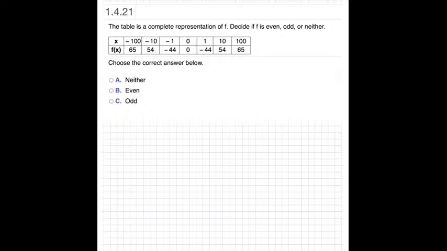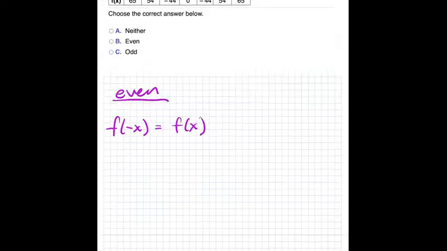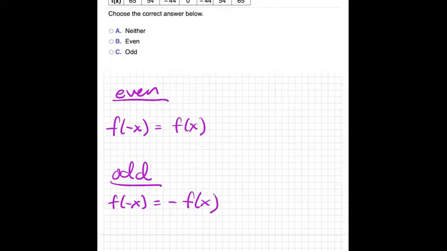So what does it mean for a function to be even? The definition of a function being even is when we do f of negative x, we should get back the original f of x. That's the definition of a function being even. A function being odd means when we do f of negative x, we get negative f of x. So that's what it means for a function to be even versus odd.